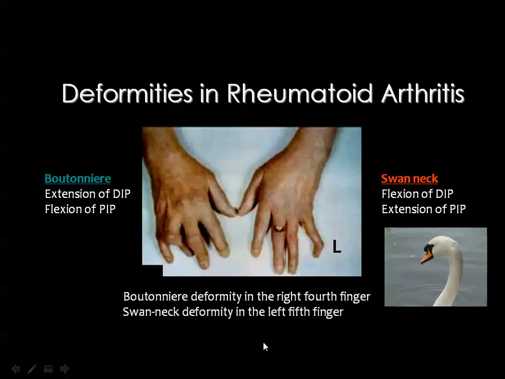The well-known two deformities are the swan neck deformity and boutonniere deformity. In boutonniere deformity, there is extension of the distal interphalangeal joint and flexion of the proximal interphalangeal joint. In the swan neck deformity, there is the opposite: flexion of the distal interphalangeal joint and extension of the proximal interphalangeal joint.